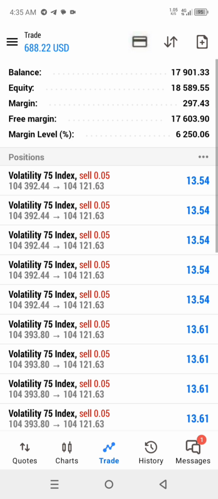Now, before we close this trade, we are going to be looking for $2,000 profit. So let's stay tuned. If you're in my VIP Telegram channel, you may be able to see this trade till it gets to $2,000 profit.